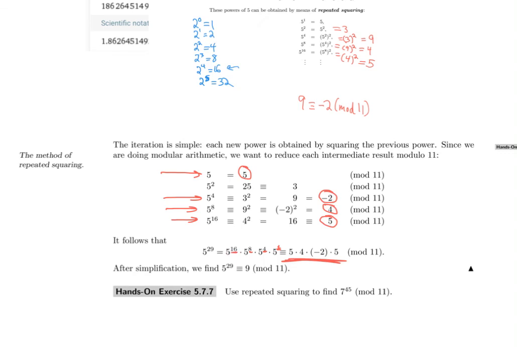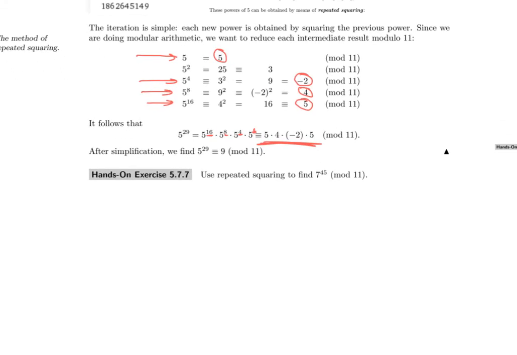As an exercise starting from scratch, go ahead and use this repeated squaring method to find 7 to the 45 mod 11. And once you're done with that, try another example, which is 9 to the 58th power mod 23.